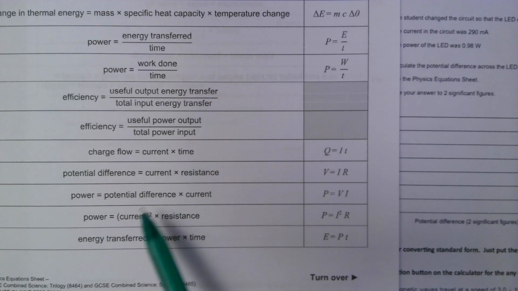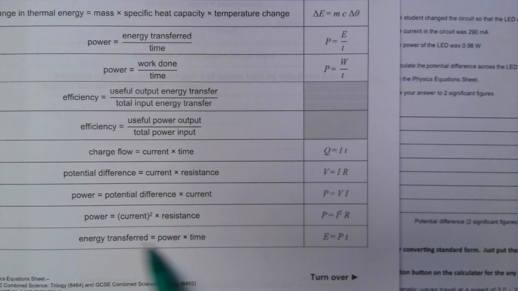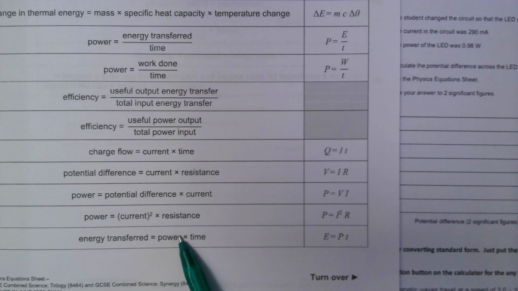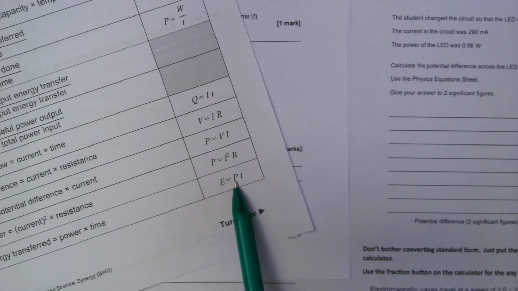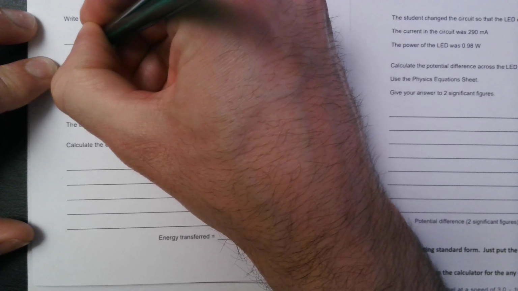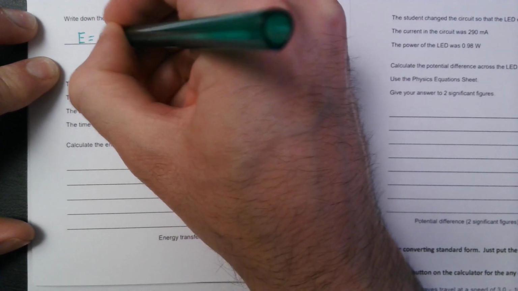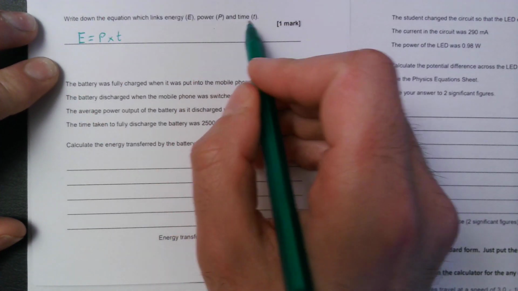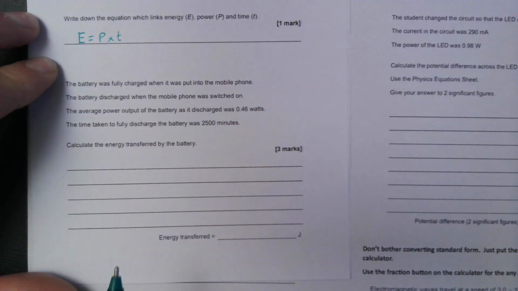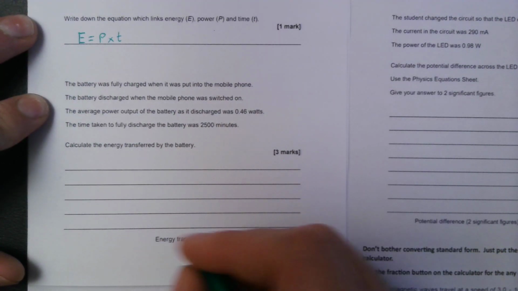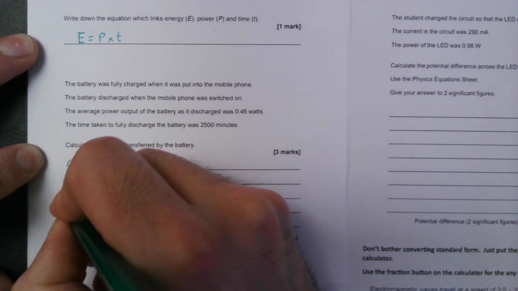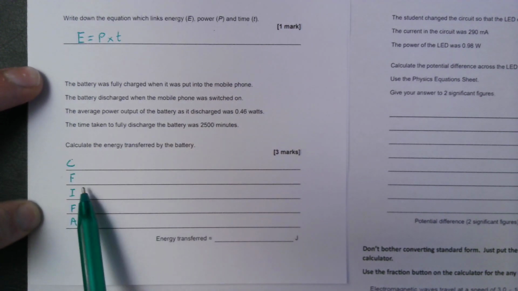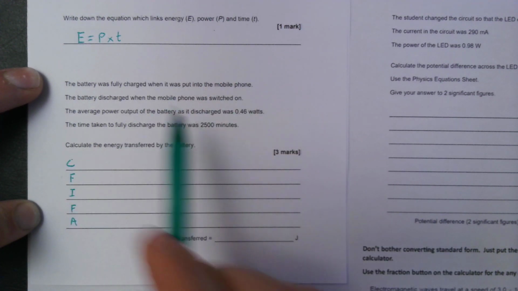So we've got the same ones, just rearranged for you so you don't have to bother doing it yourself. All we do is write E equals P times T. Make sure you get the right capitals or lowercase, but that would be enough to get you 1 mark. And then we do this down here. So we write CFIFA, ready, like so, and then all we do is read the question.